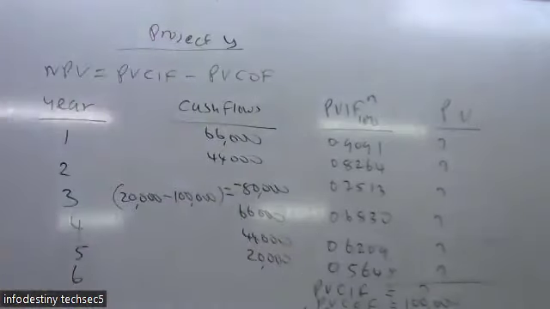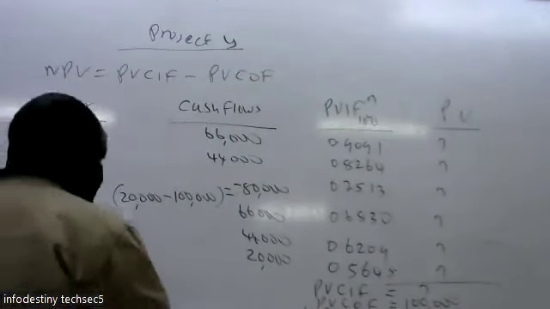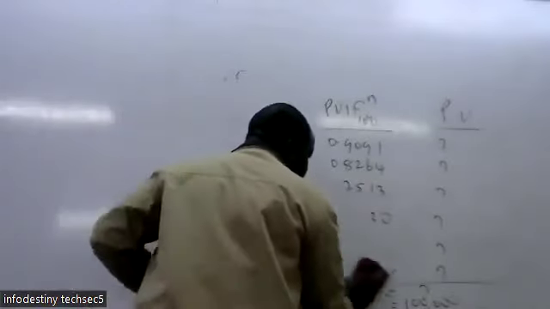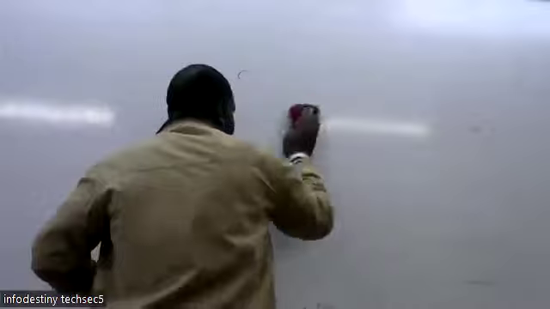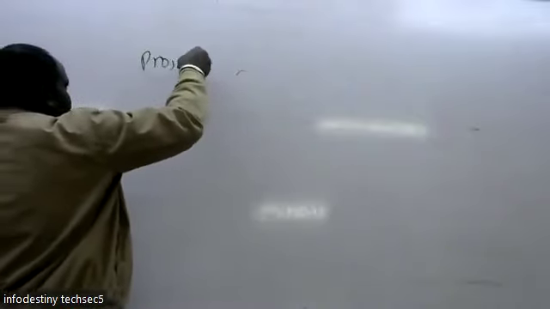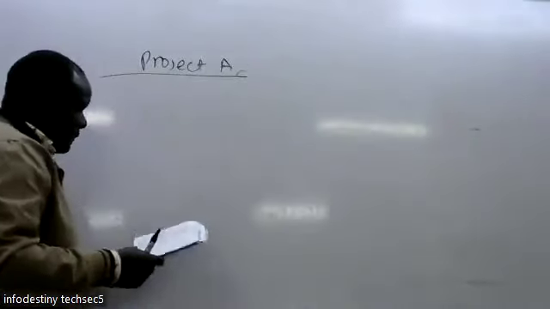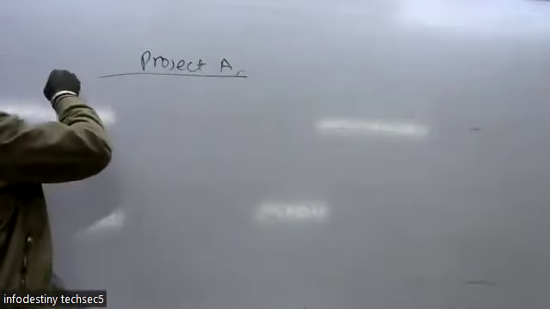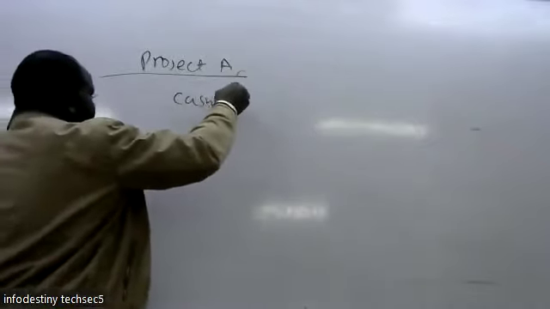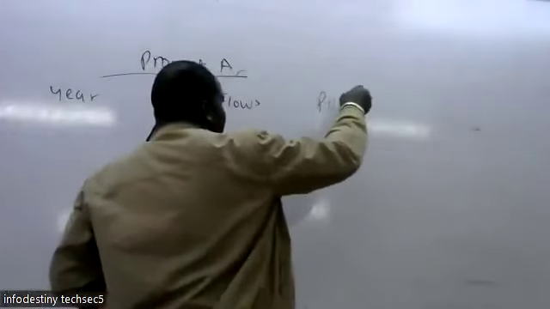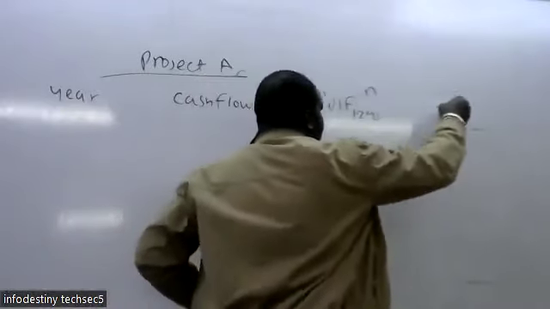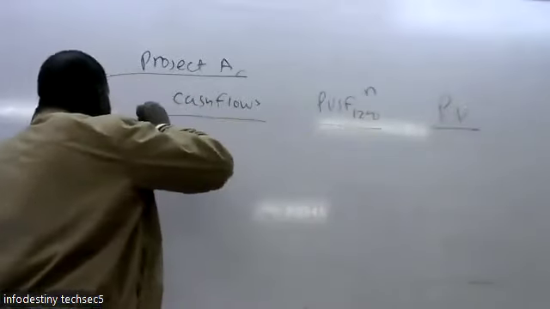So we start off with project A. The common life is 4 years, the least common multiple is 4 years. So we shall be having the year, then the cash flows, then the present value interest factor. The cost of capital is 12% for each year, so that we come up with the present value.